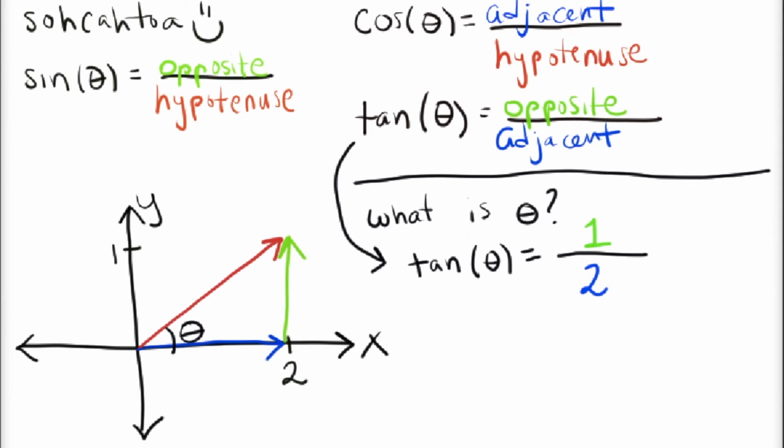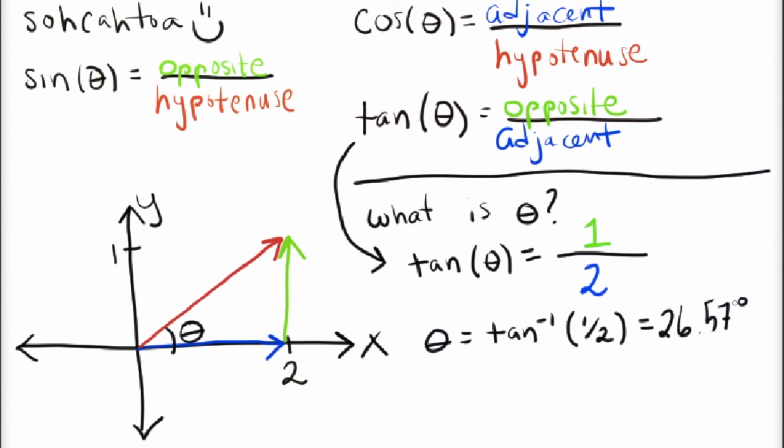We now know that tangent theta is equal to 1/2, and we can use our calculators to invert tangent. Sometimes it's called arctan, or sometimes it's tan to the -1, depending on your calculator. All you're going to do is tan to the -1, in this case, of 1/2, and that is going to give us our value for theta. So arctangent of 1/2 is equal to 26.57 degrees.